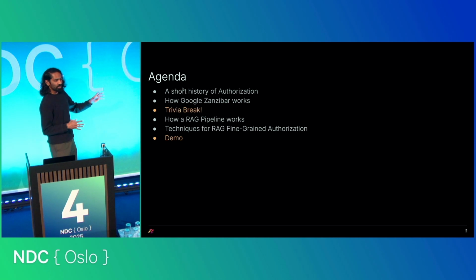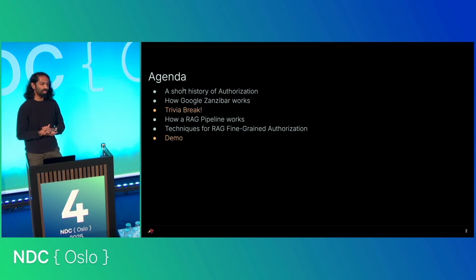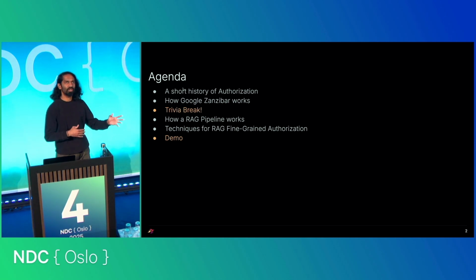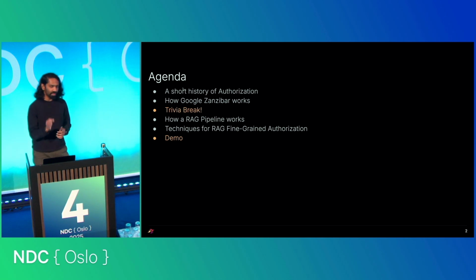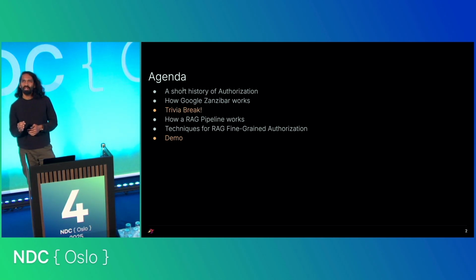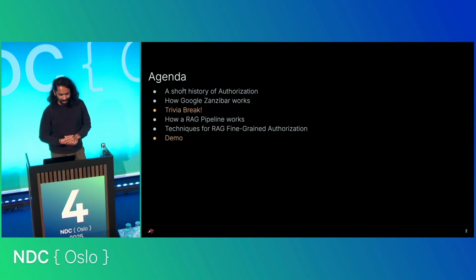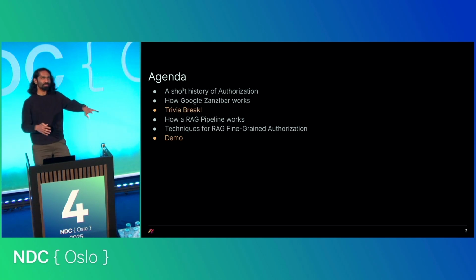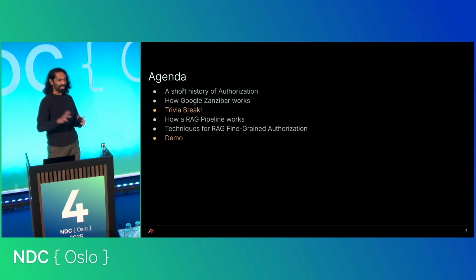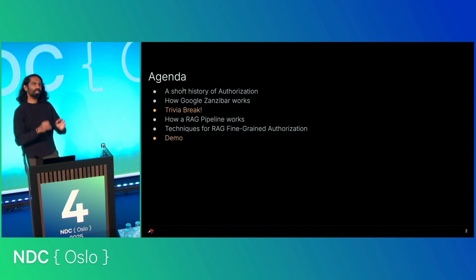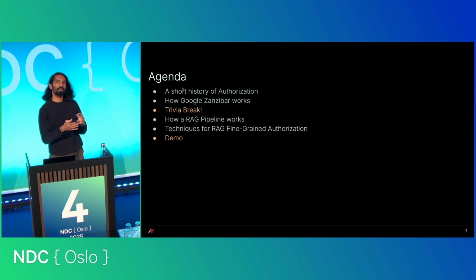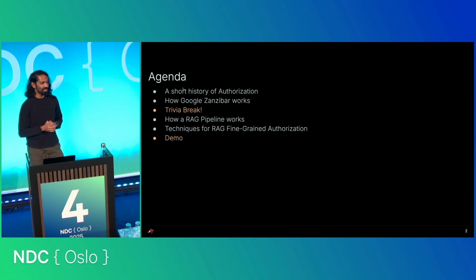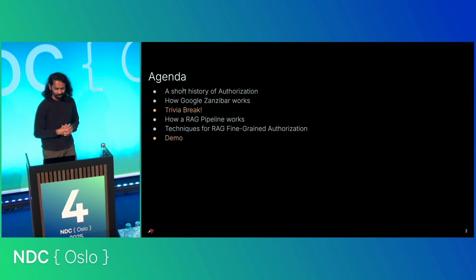We have a lot to cover today, so I'll give you a bit of context about the history of authorization, focusing specifically on something called Google Zanzibar, which is what Google uses for their internal authorization system. I love trivia and fun facts, so I'll have a small break for that, with prizes, of course. We'll talk a little bit about RAG pipelines, then we'll spend most of the time looking at techniques for securing your RAG pipelines, followed by a quick demo.